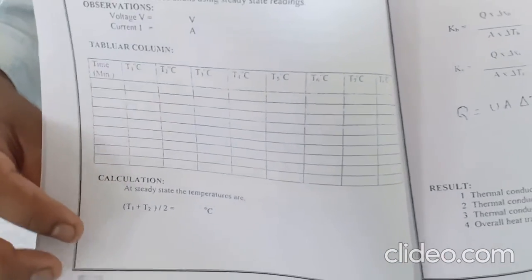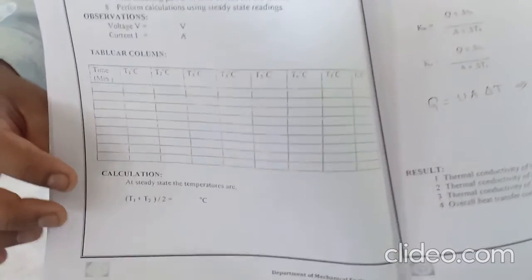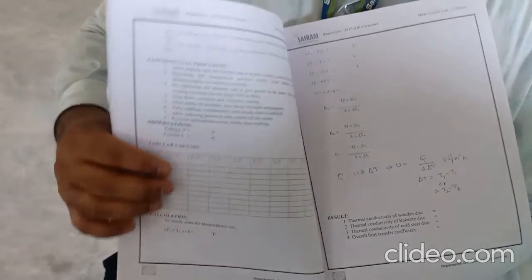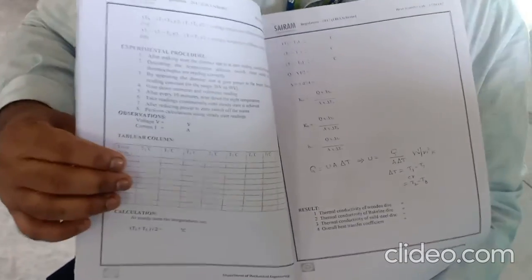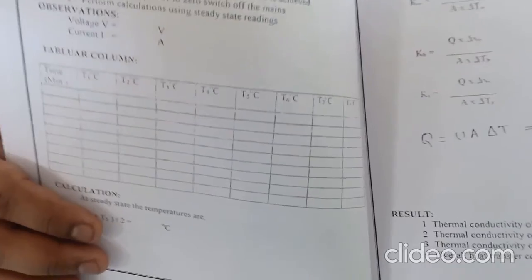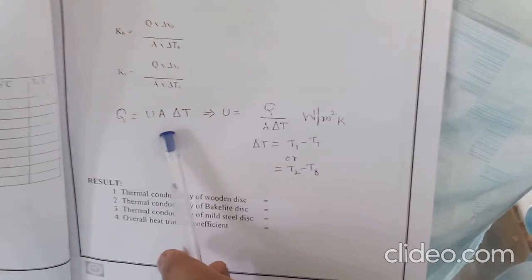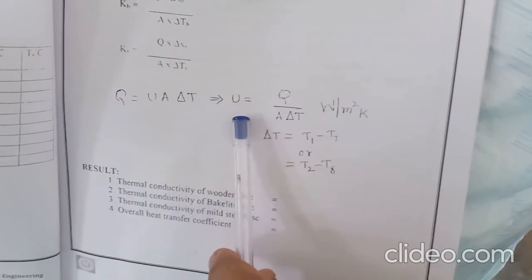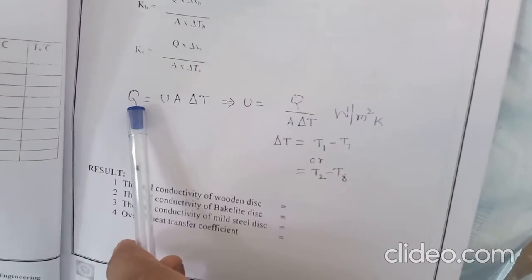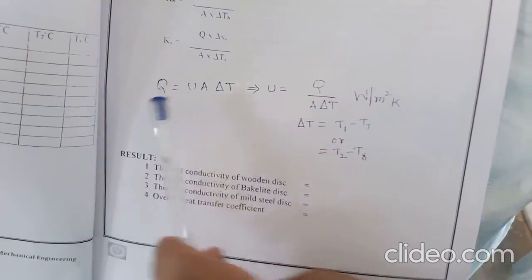Once you take the readings several times at different time intervals and it has reached the steady state condition, those readings you have to consider for the calculations. Here in the calculation part, you have to substitute and get the values. Finally, Q is equal to U A delta T, where U is the overall heat transfer coefficient and Q is the rate of heat transfer. So this is how we are going to calculate the values.